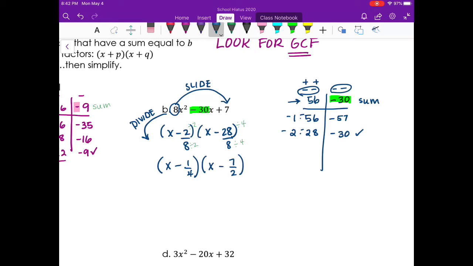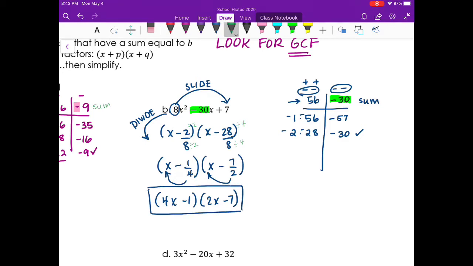And then we still have fractions. You can't have fractions in your factors, so we'll take our denominators and move them inside to the front. So that'll become 4x minus 1 and 2x minus 7. And then we'll just double check and make sure that our answer is reasonable.